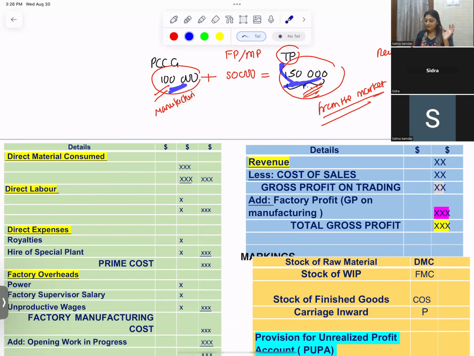Then you compare this price with the selling price so that you get your gross profit on trading. That means when you're doing the trading, you're going to compare this price with the revenue. So you have two different types of profit in a manufacturing concern. One is the factory profit, one is the gross profit on trading. When you add both of these profits, what do you get? Total gross profit.